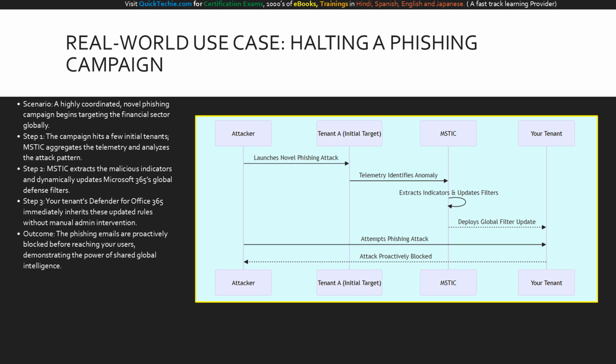Our final sequence diagram maps this real-world scenario. The attacker launches a novel phishing attack against an initial target, Tenant A. Tenant A's telemetry identifies the anomaly and feeds it back to MSDIC. MSDIC analyzes the data, extracts the malicious indicators, and updates the filters. MSDIC then deploys this global filter update down to your tenant. When the attacker attempts the exact same phishing attack against your organization, your tenant proactively blocks it at the perimeter. You are protected by the experiences of the entire global network.